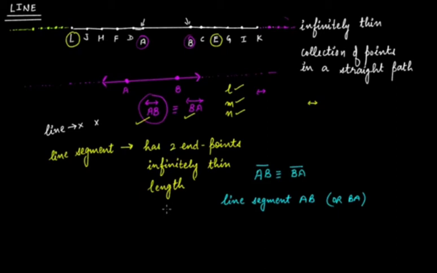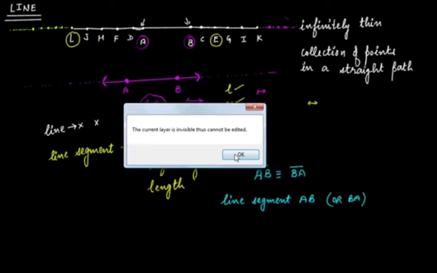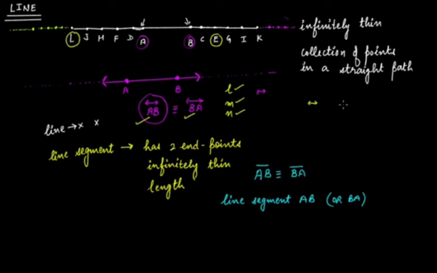So till now we have discussed points, lines, and then line segments. We are going to discuss rays next. In a line you have no endpoints, and to represent a line it will be like this. And in a line segment you'll have two endpoints, and to represent them the way will be like this.